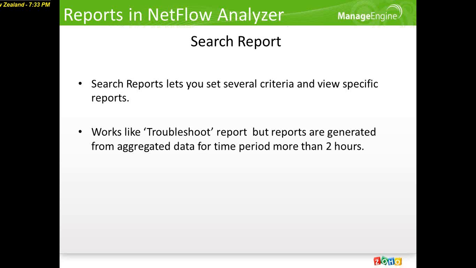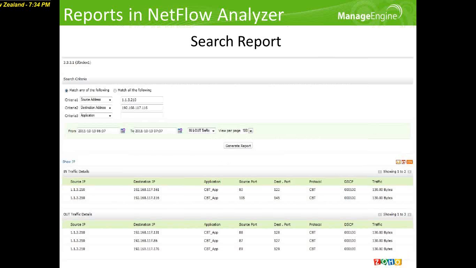And search report. Search report for last 2 hours is generated from raw data. If the period is more than last 2 hours, it is generated from aggregated data. You can define your own criteria in the search report and generate a report, and you can also generate a report without giving criteria. Based on the time period you select, it comes from raw data or aggregated data. If it is last 2 hours, it is from raw data. If it is greater than last 2 hours, it is aggregated data. This is how the search report will look. You can export it to PDF or send to an email address by clicking on single click email, and you can export it to CSV.